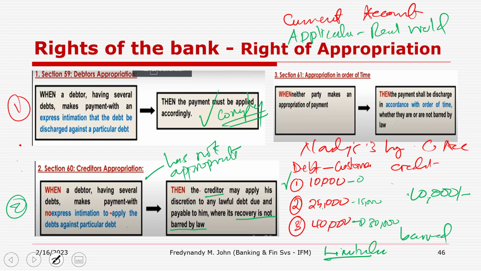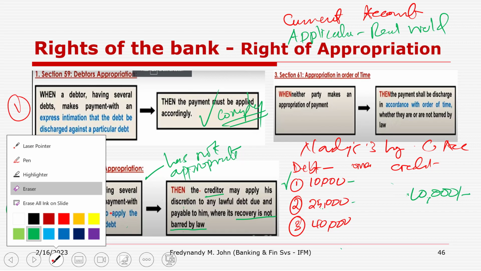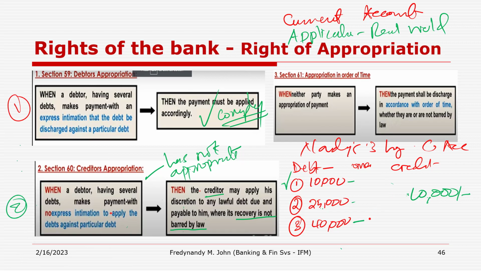So here is the scenario. Let's assume that debt number three has a limitation. That is to say, by March 1st, 2023, this one will be barred by limitation. Now, if coming March 2023, this debt will be barred by limitation, remember, you won't be able to enforce repayment.